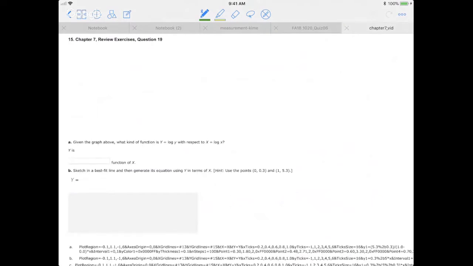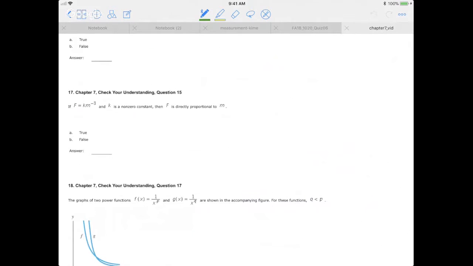I don't know how much more I should go through here. Hey, let's do some true or falses. So here's one here. If f equals km to the negative 3, where k is a non-zero constant, f is directly proportional to m. That's a false, guys. That's a false because p is negative, because p is less than 0, i.e. negative.